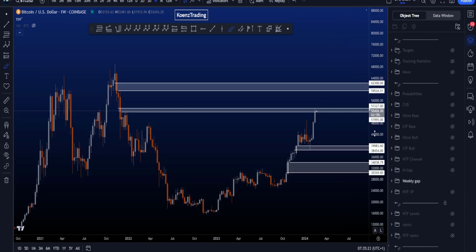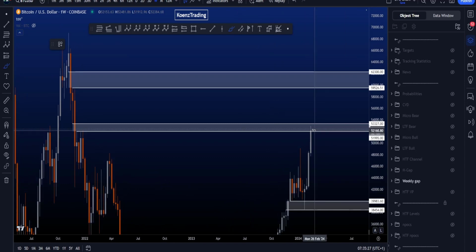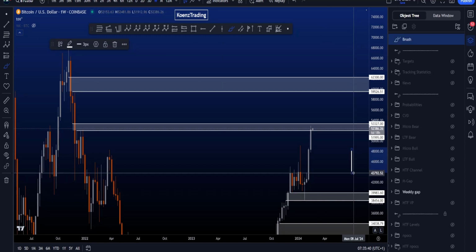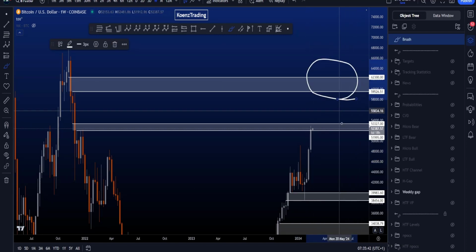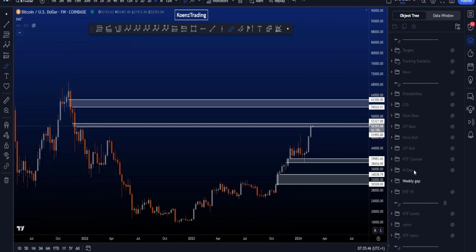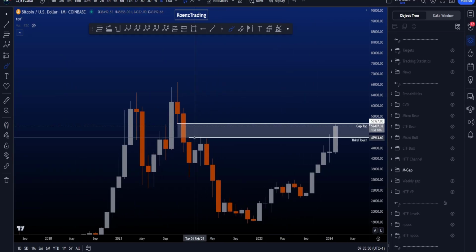On this weekly time frame, we also have two weekly gaps above us, and now we closed a weekly candle inside this weekly gap, increasing the probabilities to fill this gap to the upside, where the higher end of this gap is at 53.3k. We still have another gap above price as well, which is the one up here between 59.5k and 62.3k.